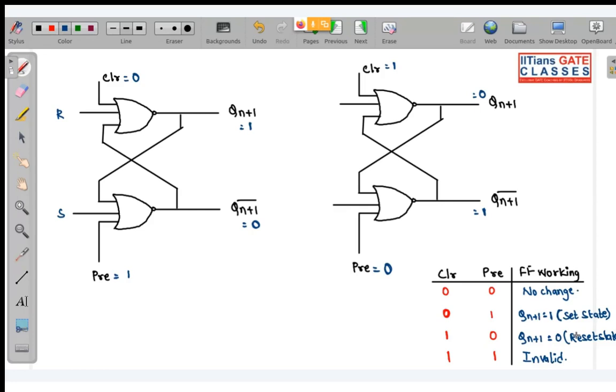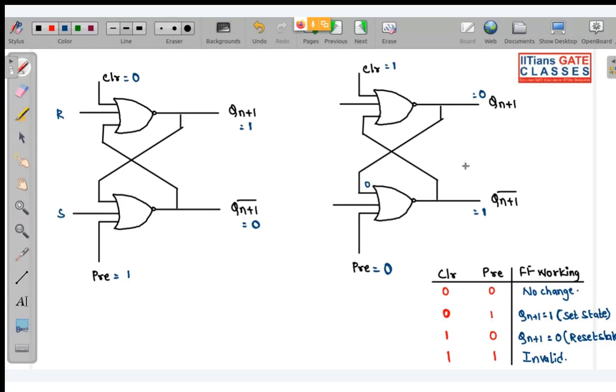Sir, here you take clear is equal to 1 and preset equal to 0. Okay. So sir, when preset is 1, then Qn plus 1 will be 0. But when you take preset equal to 0, then it will depend on the S, sir, whatever the value of the S. See, if this is 1, this will become 0. This 0 is latched over here.